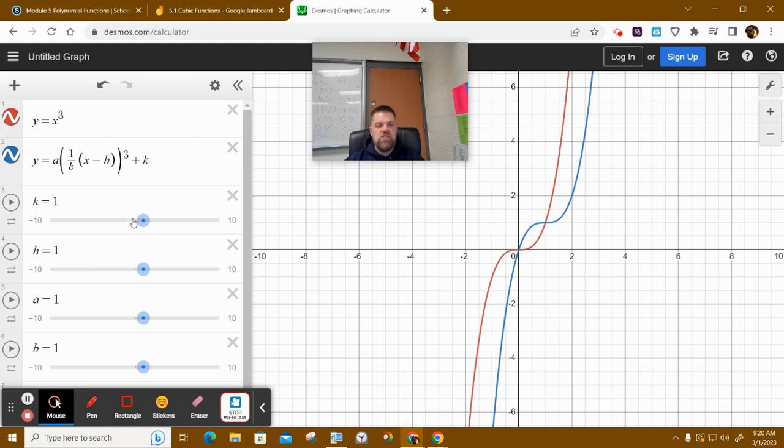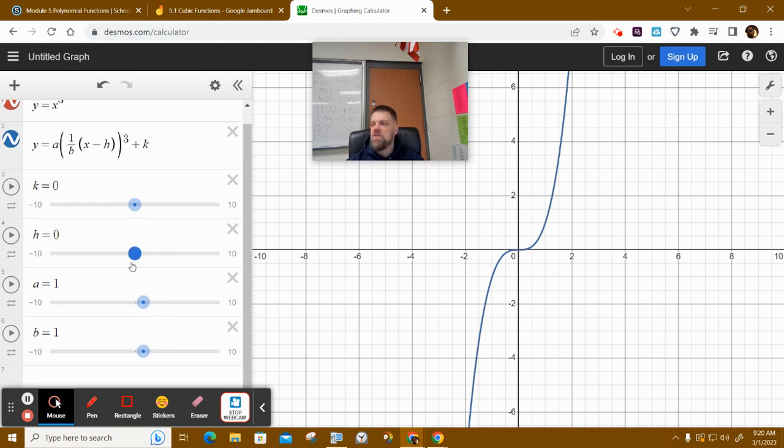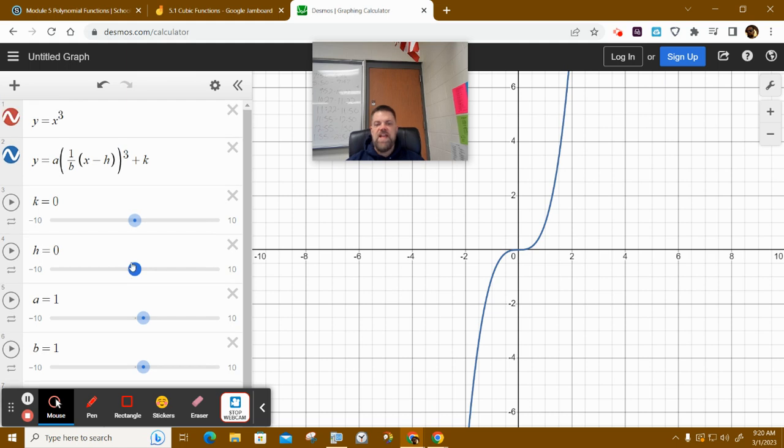Now, the parent function occurs when k equals 0, h equals 0, and a and b are equal to 1. So notice that my blue line is right on top of the red line. So what we're going to do is some transformations. Okay? What was my h value? 3. Watch the blue line as I move this slider for h. I'm going to change that from 0 to 3.